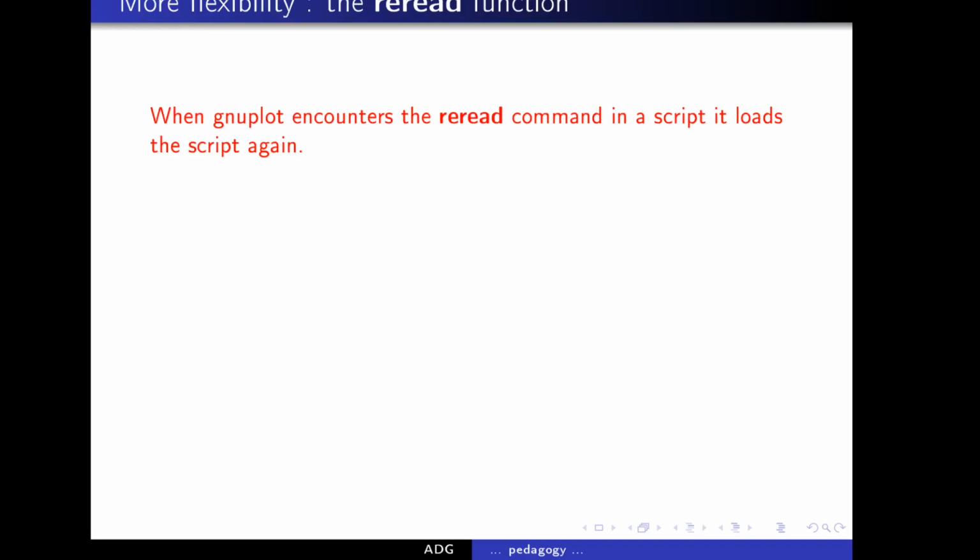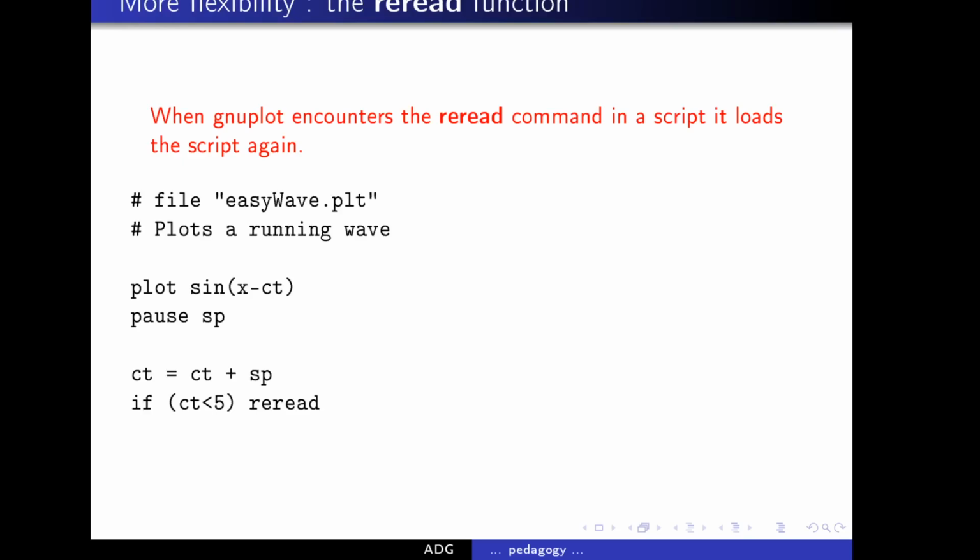So let me show you a very, very simple example of a script which uses the reread function. The script runs as follows. It's stored in a file which is called easywave.plt. For ready reference, the name of the file is also put in the script, but as a comment. It also tells you as a comment that what it's supposed to do is plot a running or a traveling wave. And the way this works is simply this.